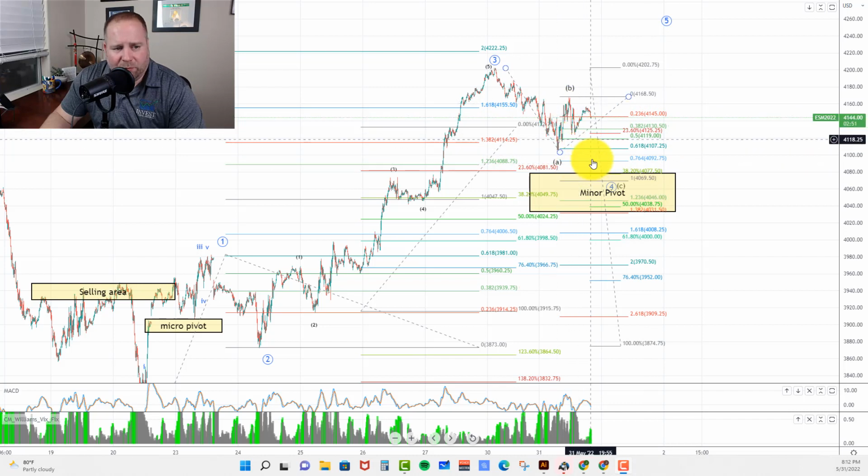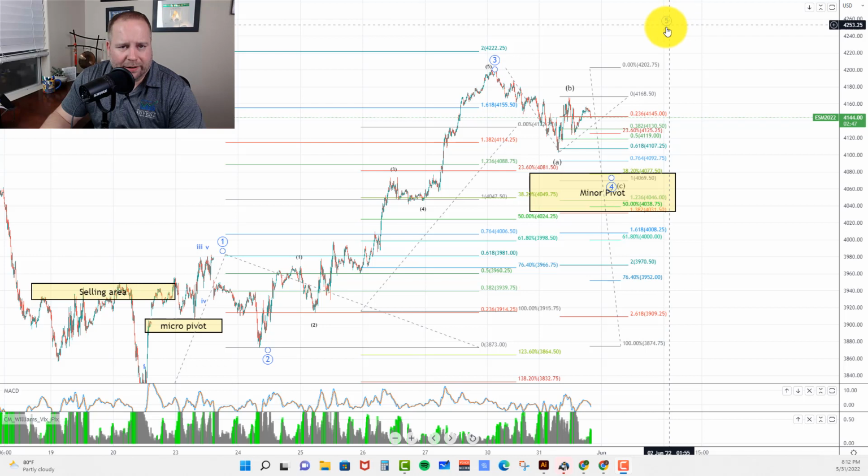If they can hold this pullback into this support box and then make a new high up here towards 42.40 or so, then we are looking at a clean 5 waves up that looks really strong and could signal that the bottom is in. Now, if they cannot hold 40.69, they can pull back as deep as 40.38 before bouncing.